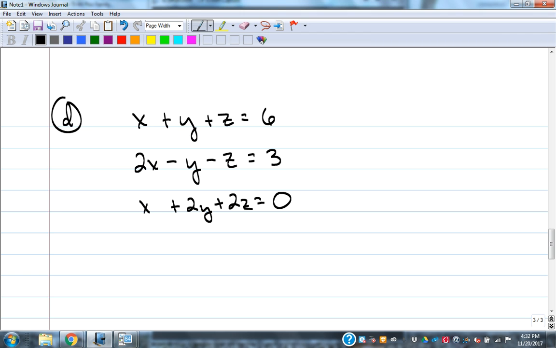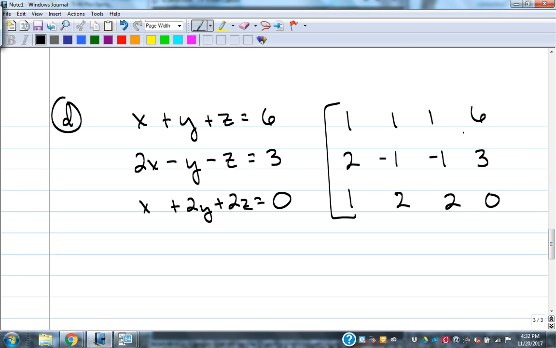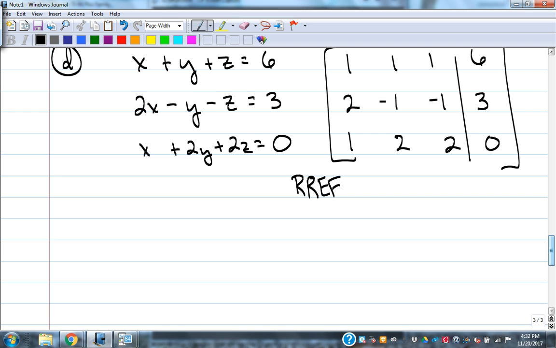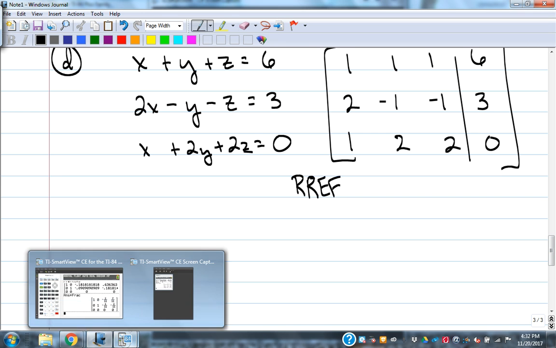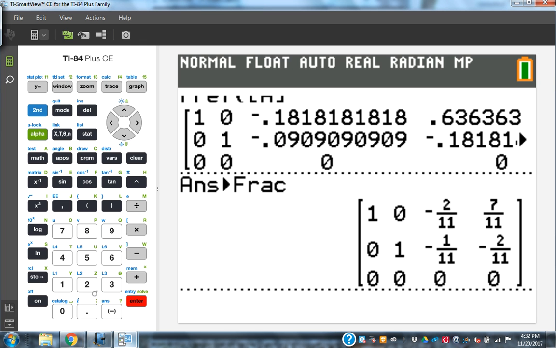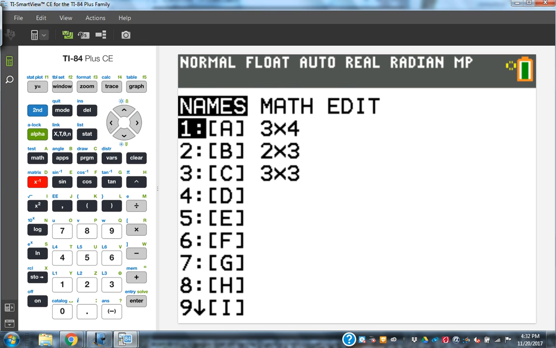So throw that into a matrix: 1, 1, 1, 6, 2, negative 1, negative 1, 3, 1, 2, 2, 0. And then run RREF on that matrix.